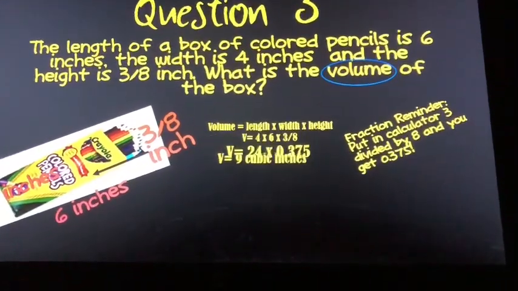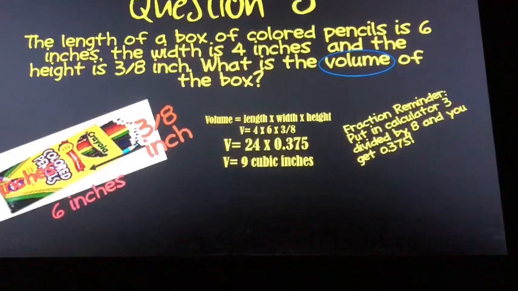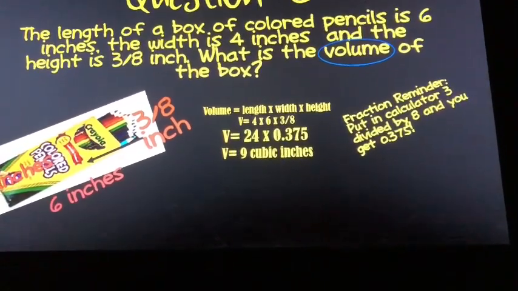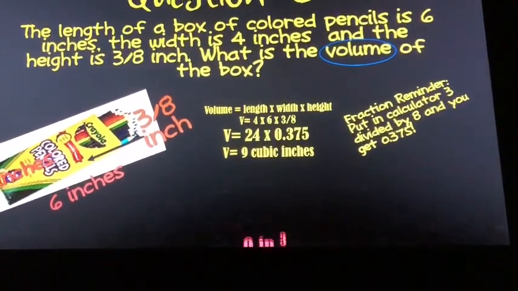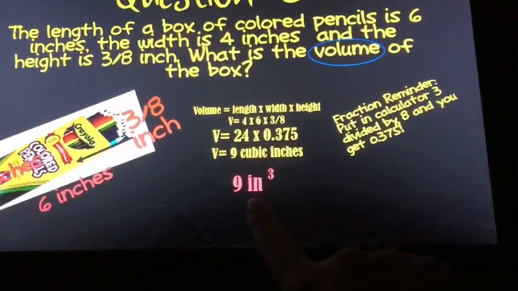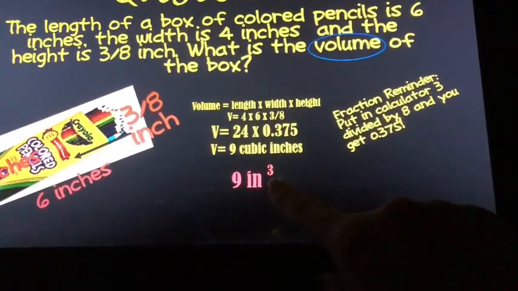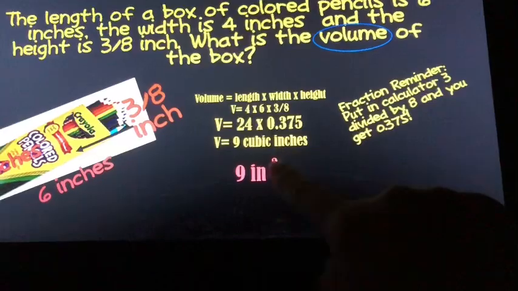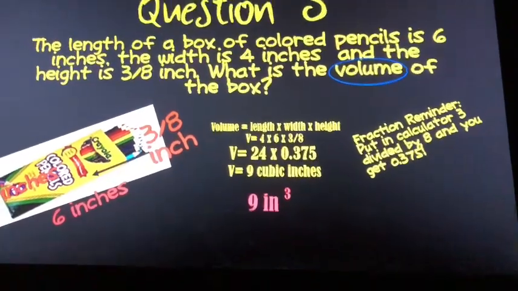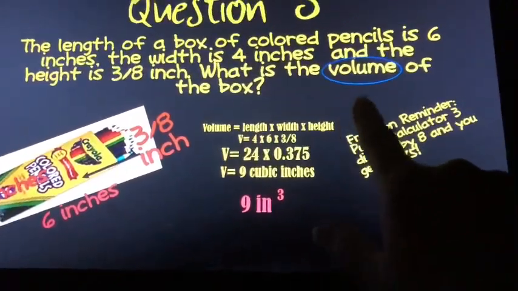When we multiply that, we get the volume of 9 cubic inches, which can also be written 9 inches cubed. Remember, the 3 goes with 3D shapes when we're talking about volume.